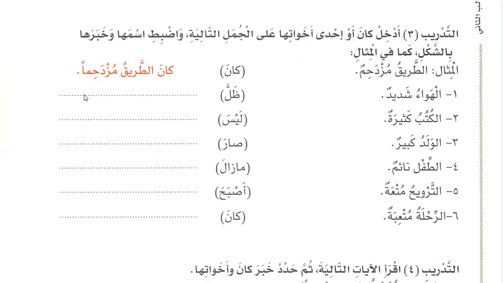Enter kana or one of its sisters in the following sentences, with their ism and their khabar, in the form of a sentence. At-tariqu muzdahimun. The road is congested. Kanat at-tariqu muzdahiman. The road was congested.